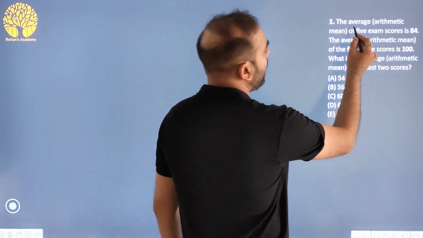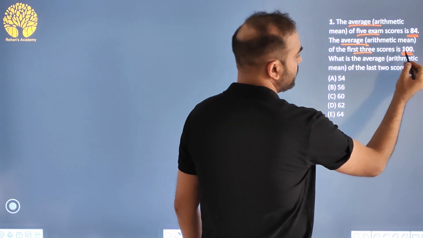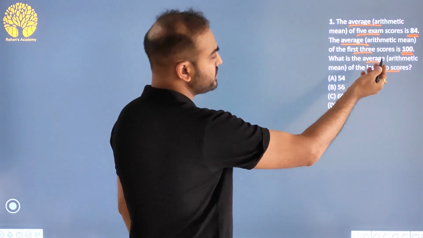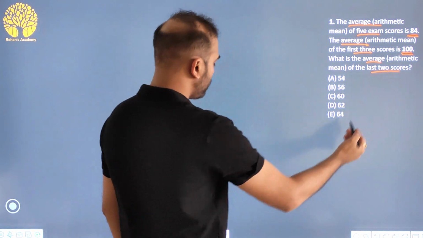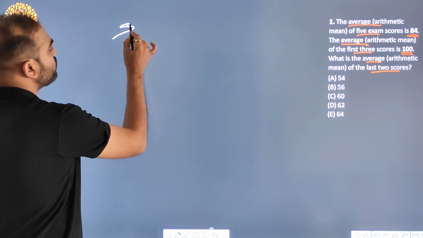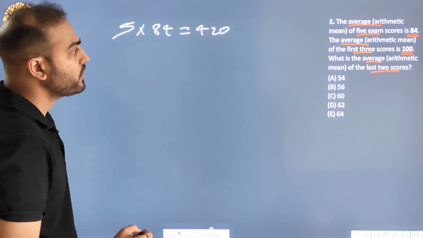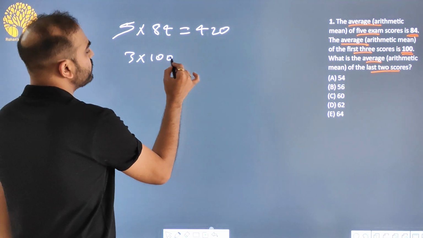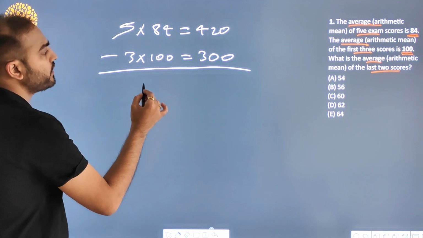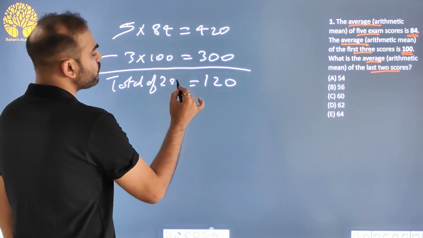So it says the average of 5 scores is 84. Average of first 3 is 100. We need to find the average of the last 2 scores. Again simple. 5 scores, average is 84, so total is 420. First 3 scores, average is 100, so total is 300. If I subtract, I get 120 as the total of the last 2 scores.